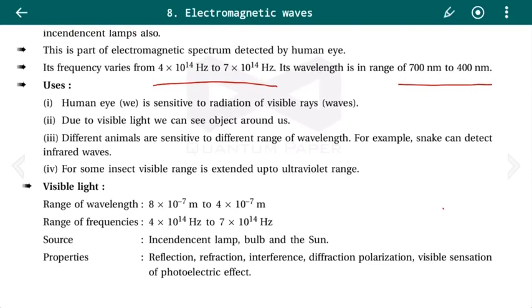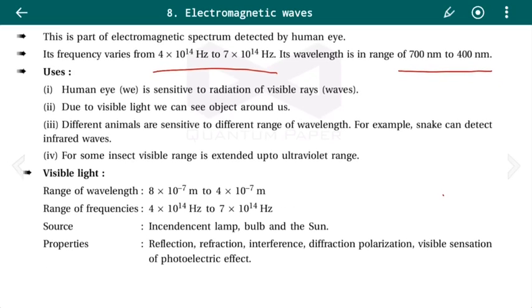So we human beings can see the objects due to these visible rays. In the same way, different animals use different rays having different wavelengths to see the objects around them. One example is the snake. That snake can see objects due to the infrared waves. For some insects, the visible range is extended up to the ultraviolet range. That means some insects can see the objects around them because of the ultraviolet rays. That means they need the wavelength of the ultraviolet rays to see the objects around them.